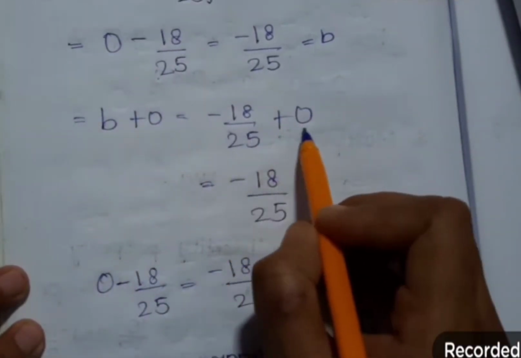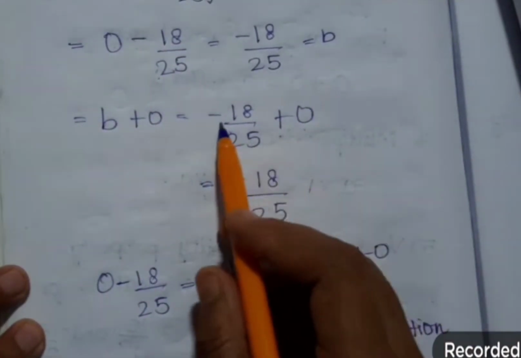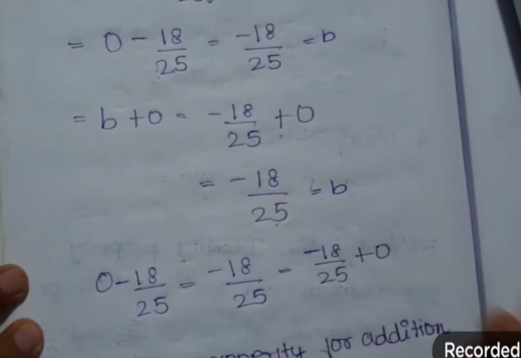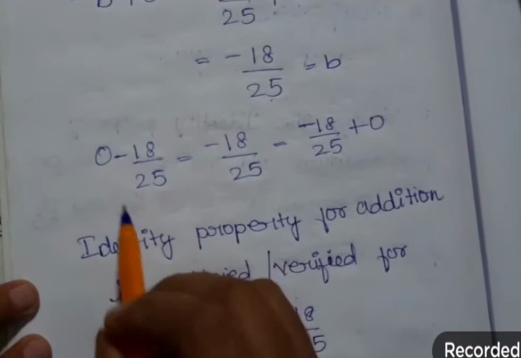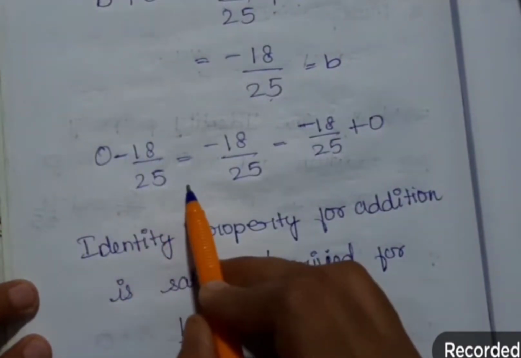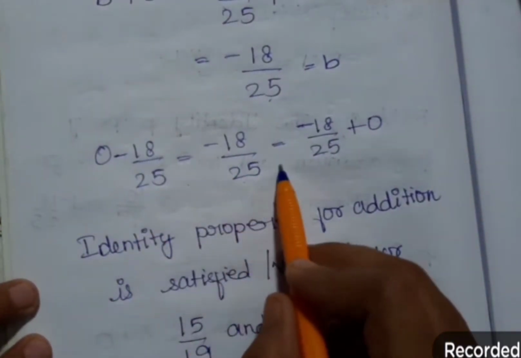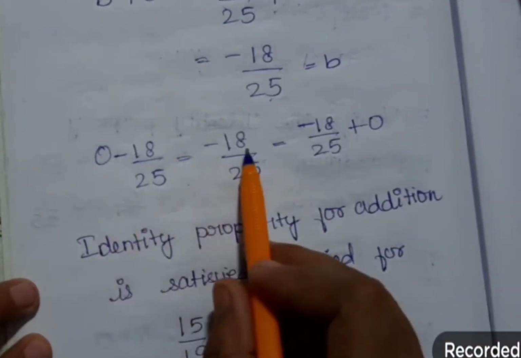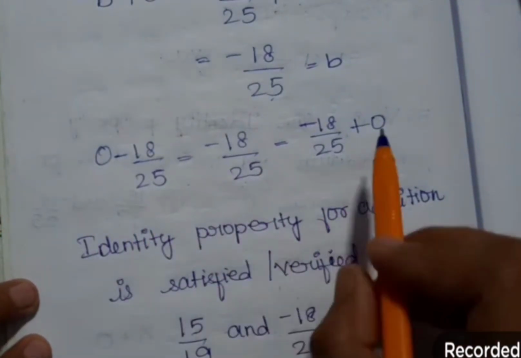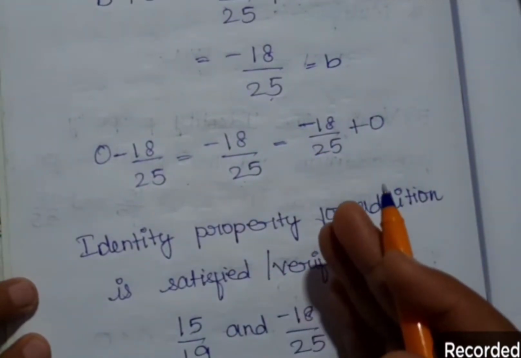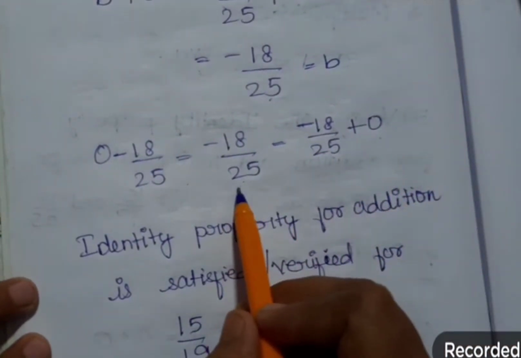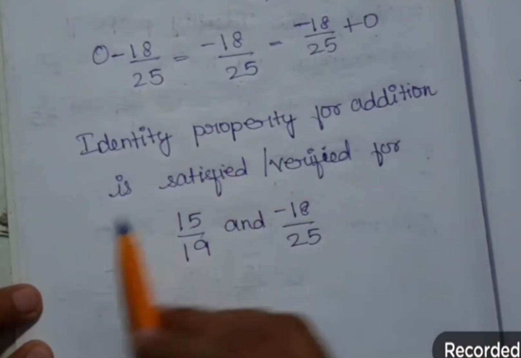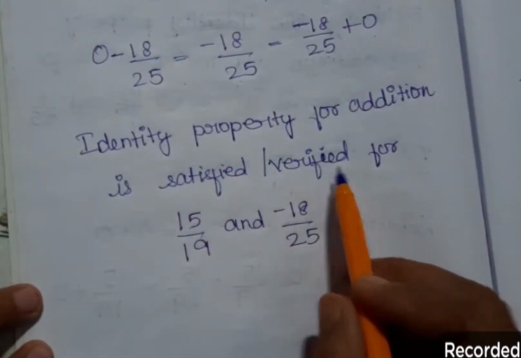B value is minus 18 by 25 plus 0. Again you are getting minus 18 by 25. Any number plus 0, you get the same number. So you can write 0 minus 18 by 25 equal to minus 18 by 25. If you add everything, you will get again minus 18 by 25. So if you add or subtract 0 with any number, you will get the same number. Identity properties of addition are satisfied.